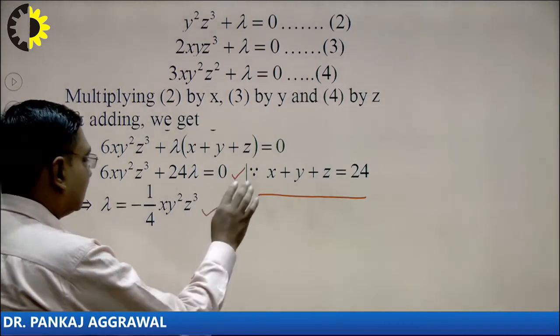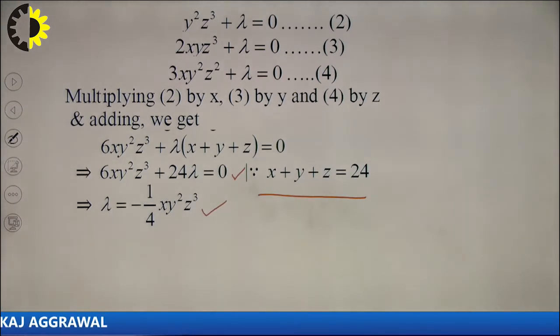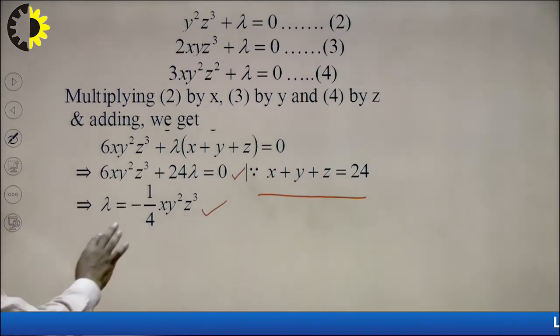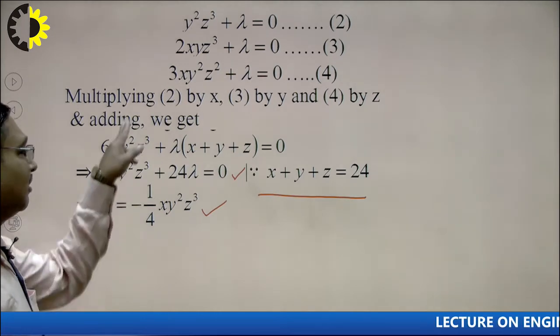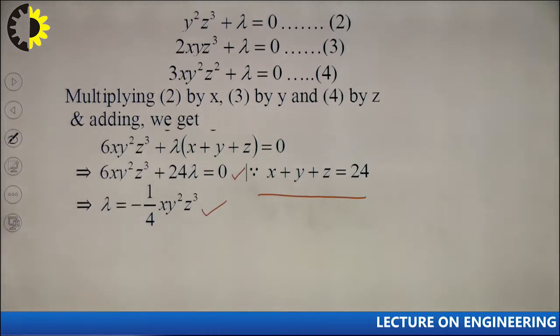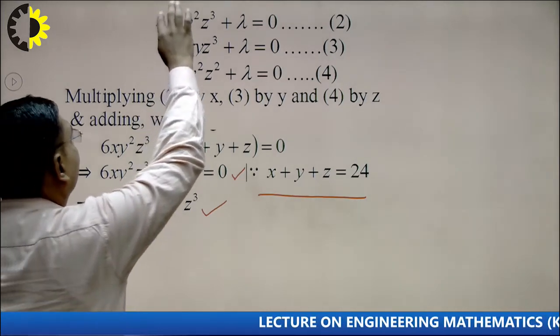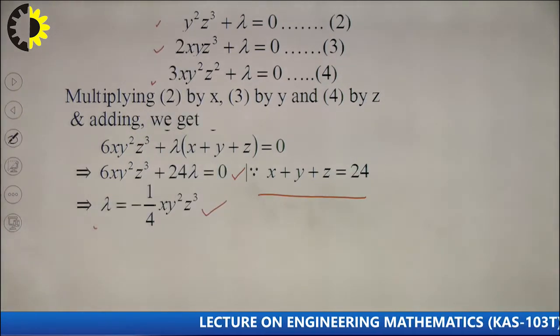This equation gives lambda equals minus 1 by 4 x y square z cube. I calculated the value of lambda in terms of x, y and z by doing this process. Now, I shall substitute this lambda in these equations one by one.